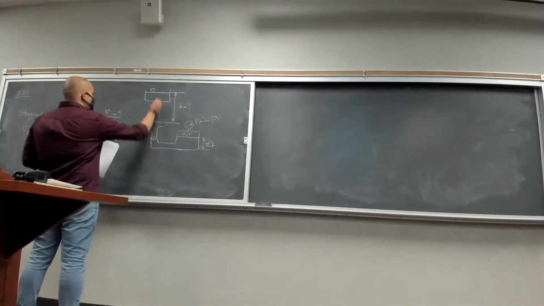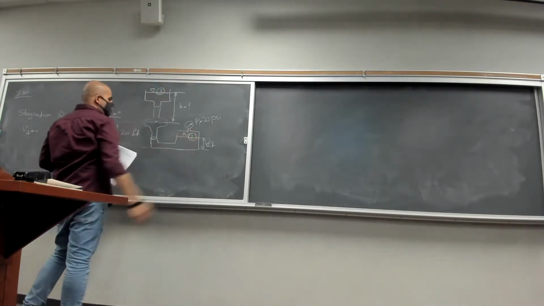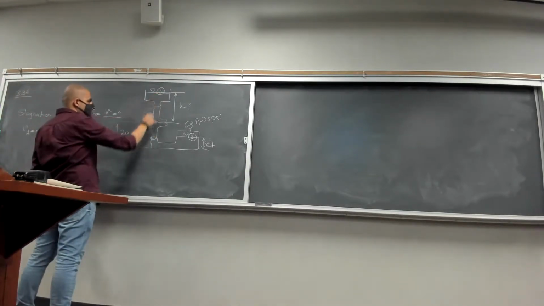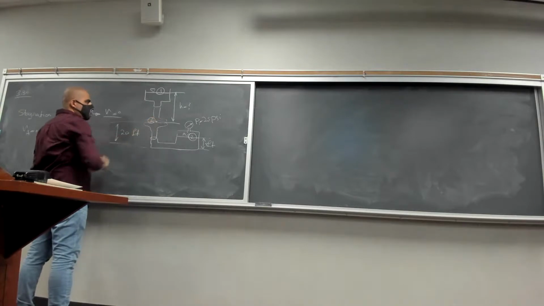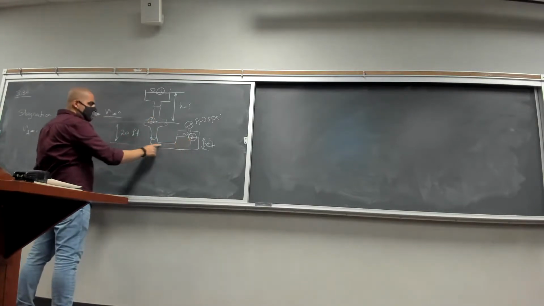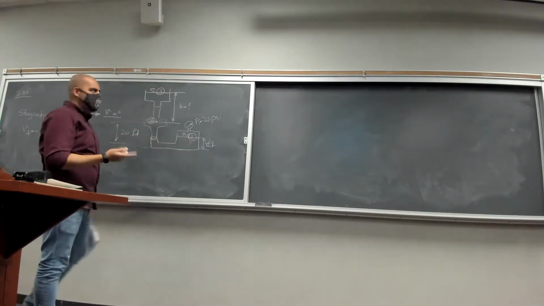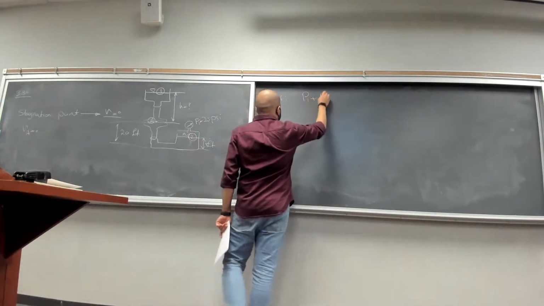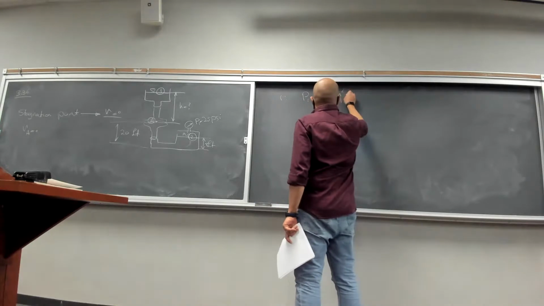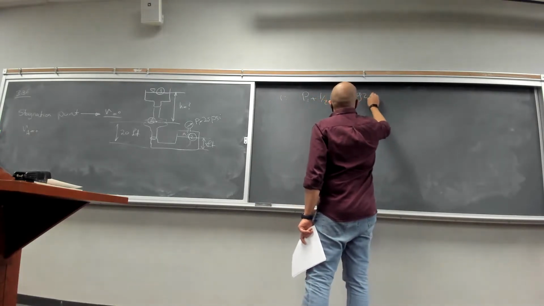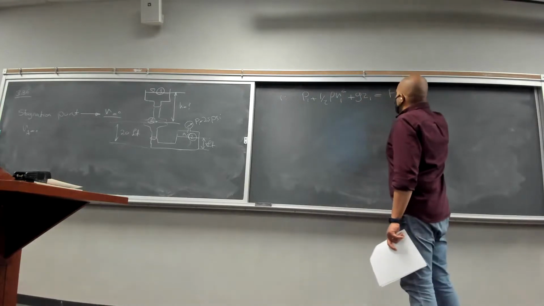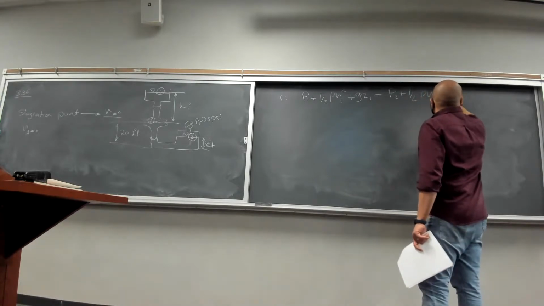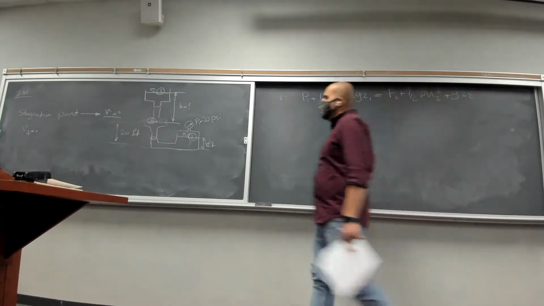So let's name these points first, point 1 and point 2. What we're going to do here is write the Bernoulli's equation between point 1 and point A, which is this point here, right? And then we will write the Bernoulli's between point A and point 2 one more time. So let's do the first one. Bernoulli's equation: P1 plus 1/2 rho V1 squared plus g Z1 is equal to P2 plus 1/2 rho V2 squared plus g Z2.